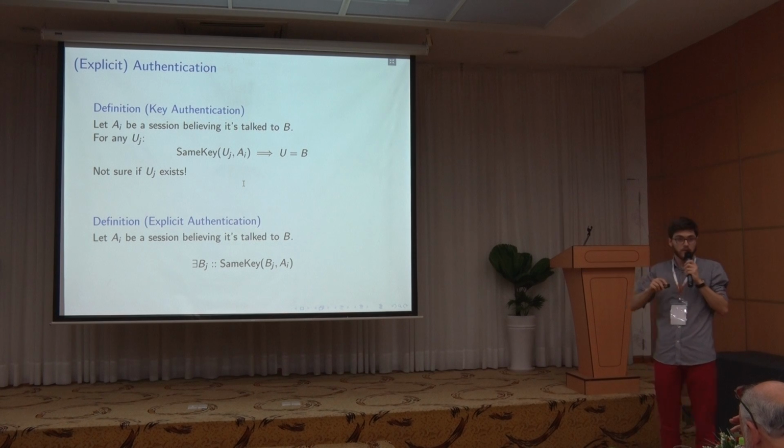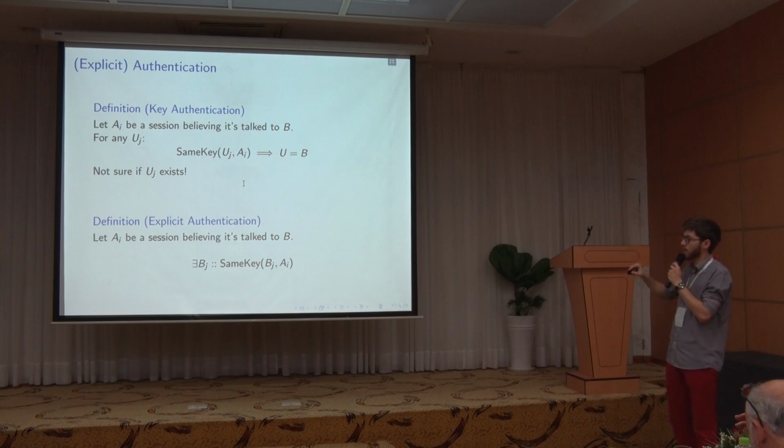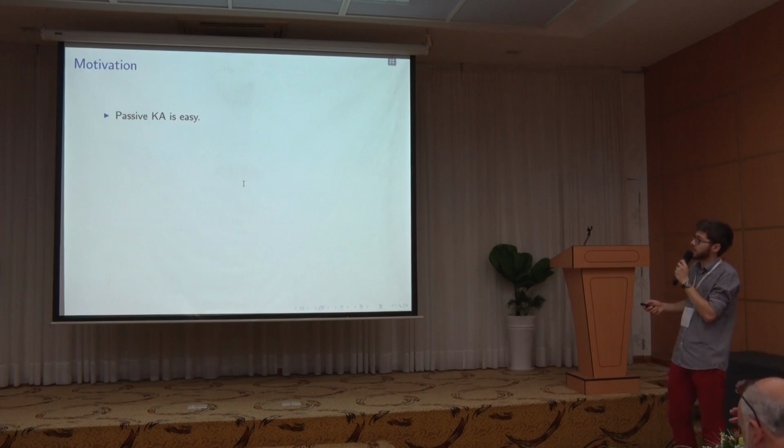So forward secrecy and explicit authentication are the two strong security requirements we're going to expect for our protocol. All of this in the distributed environment where the adversary has a lot of powers. So our motivation for our design, there's several points to it.